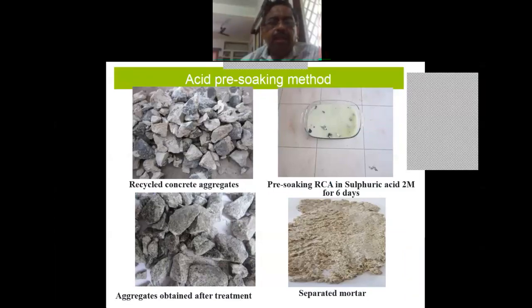Now, what is a method to see how much mortar is attached and how to remove it? One is the acid pre-soaking test. In that we take 2 molar sulfuric acid, and we soak the aggregate in it for 6 days. Then you can totally remove the sand and mortar from the recycled aggregate, so you get fresh aggregate only. But this is costly, so it is only taken as a laboratory test to identify how much mortar is adhered to your recycled aggregate.